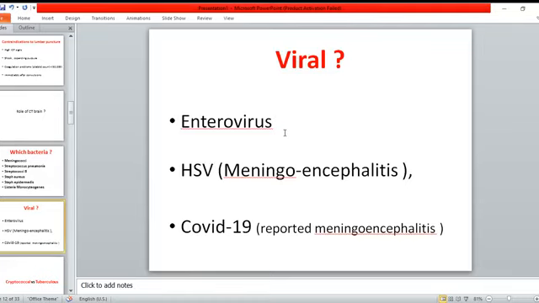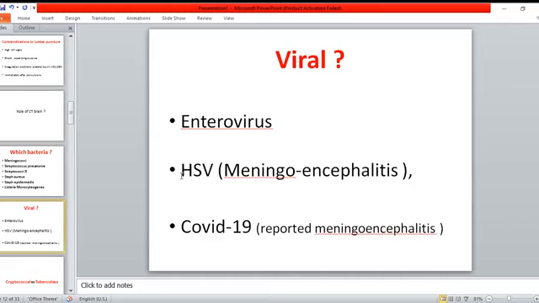And what's the most likely cause? It's Coxsackie virus or Echovirus, any form of the enterovirus, because this is the most common cause. Unless you have evidence for another reason, like herpes simplex virus infection, which may cause encephalitis or meningoencephalitis.